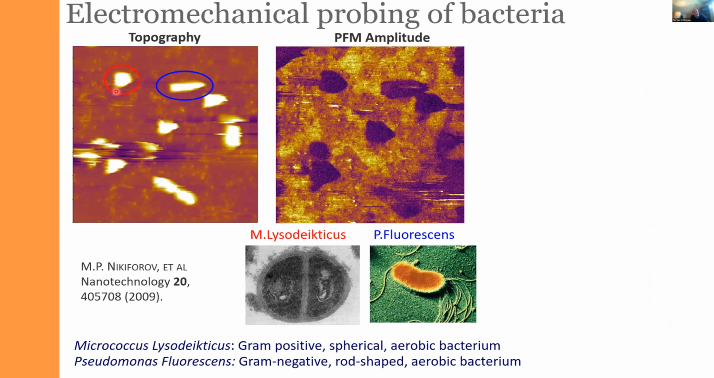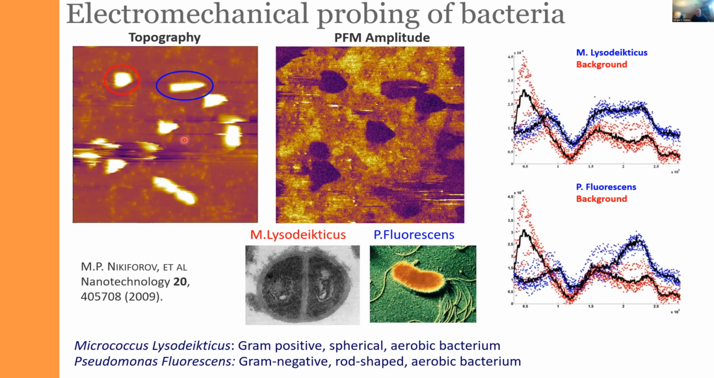So simply based on the shape, we know that this is one type of bacteria, which is called micrococcus, which is gram-positive and spherical. And this is the second type of bacteria, which is gram-negative and rod-shaped. So we can identify these two bacteria based on their shapes only. But notice that we also have other bacteria here that we cannot identify nearly as well because of the non-ideality of the imaging process. What we can do, however, is get some spectra on top of these bacteria.